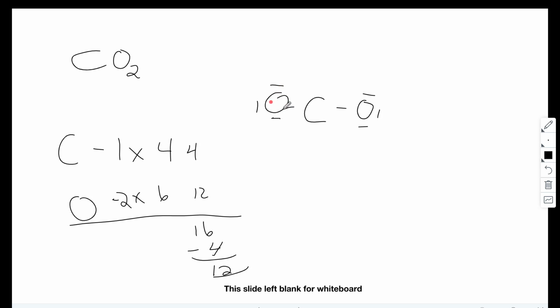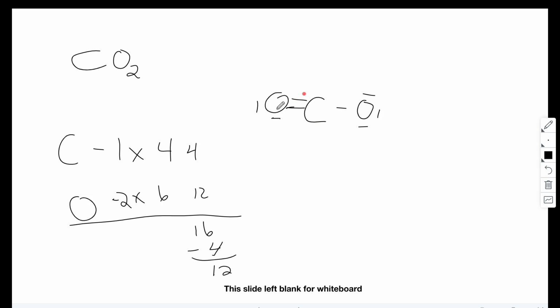Okay, so this oxygen here has 1, 2, 3, 4, 5, 6, 7, 8. This one here has 1, 2, 3, 4, 5, 6, 7, 8. This carbon, however, does not. It has 1, 2, 3, 4. Okay, that means that we're going to need to move one of these pairs of electrons into a bond with carbon to help make it happy. So we're going to move a pair of electrons in with this carbon here, and now it's almost happy.